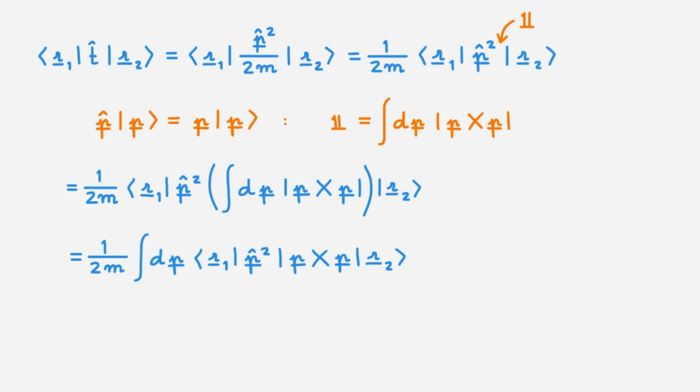Moving on, we can now use the fact that these are the momentum eigenstates to rewrite this term as equal to the momentum eigenvalues squared times the momentum eigenstates. This allows us to rewrite the matrix element like this.